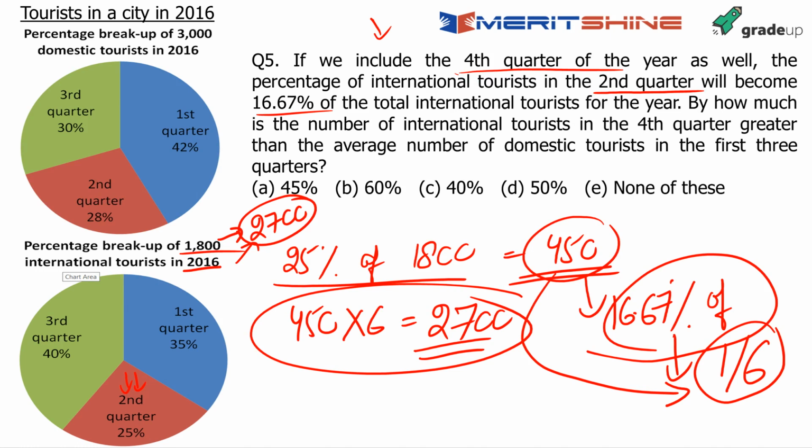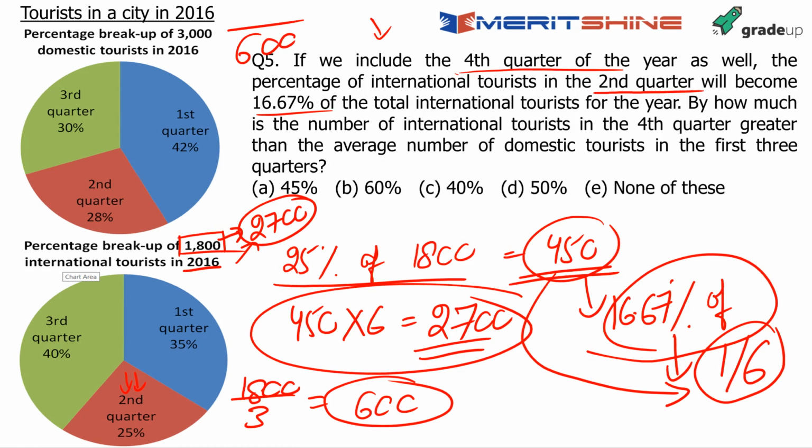Average number of domestic tourists. The total number for the first 3 quarters is 1800. What does average mean? Sum divided by whatever is the number of quantities. So the average for the first 3 quarters would be 1800 divided by 3. So 1800 divided by 3 gives you 600. So 600 is the average for the first 3 quarters. Let me write 600 here. And for the fourth quarter, the number you already know is, because it has jumped from 1800 to 2700, 900.